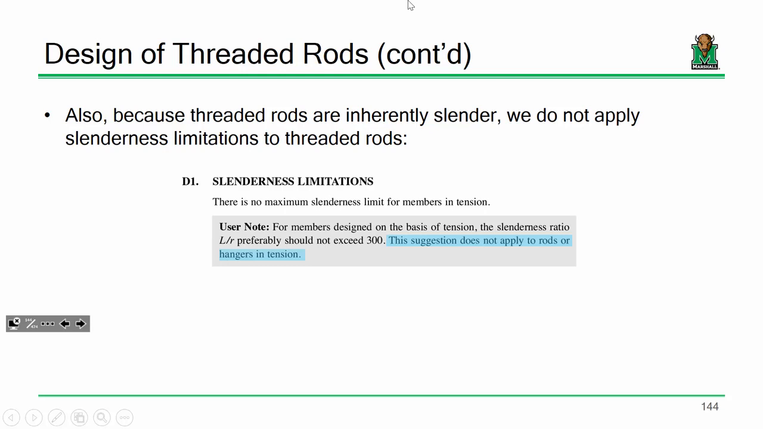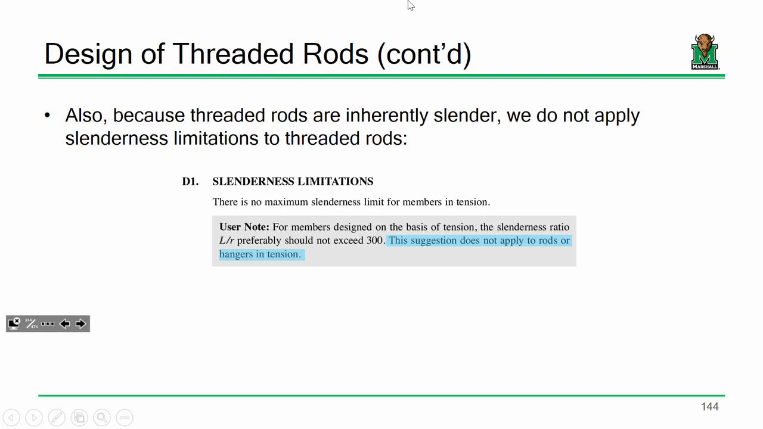If you go back to slenderness in section D1, here's the section out of the code. Let's just read this out. There is no maximum slenderness limit for members in tension, and we've already discussed that. Technically, the code does not have a slenderness limit. It does say for members designed on the basis of tension, the slenderness ratio L/R preferably should not exceed 300. However, this suggestion does not apply to rods. Threaded rods are inherently slender. They're meant to be slender. You don't need to worry about applying a slenderness limit to a member that is specifically selected to be slender. So no issue on threaded rod slenderness limits.